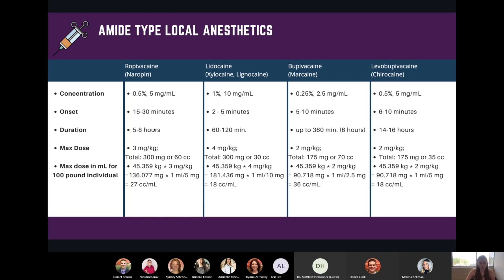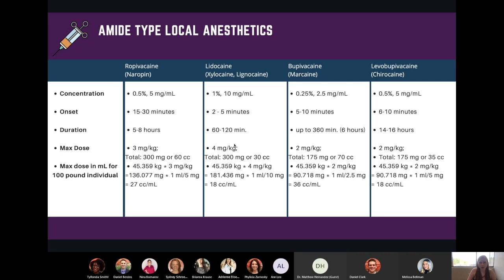So looking at ropivacaine, the max dose is 3 milligrams per kilogram, or the total max dose of 300 milligrams or 60 cc's. And the calculation, I've even written it out here for you, for a 100-pound patient is 20 cc's or 27 cc's or 27 milliliters.